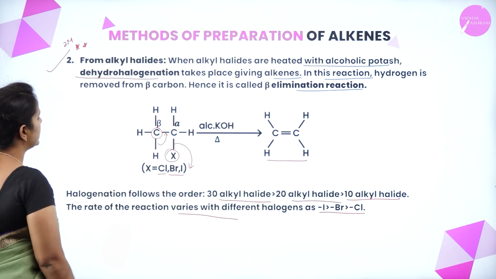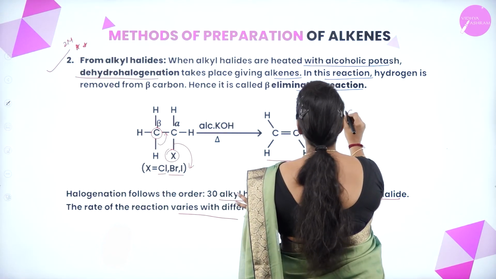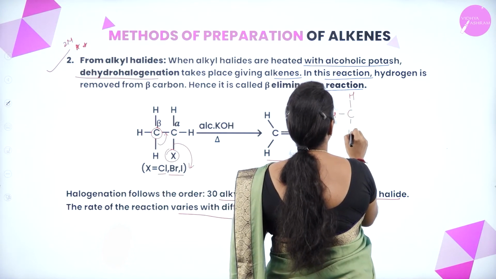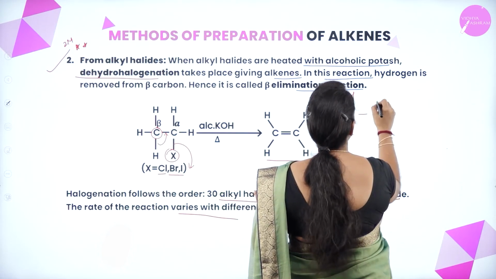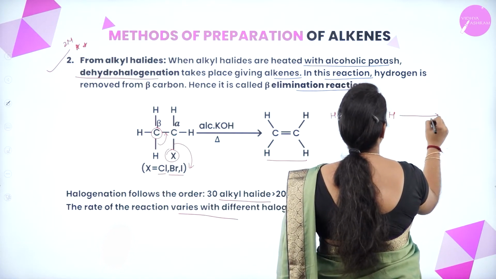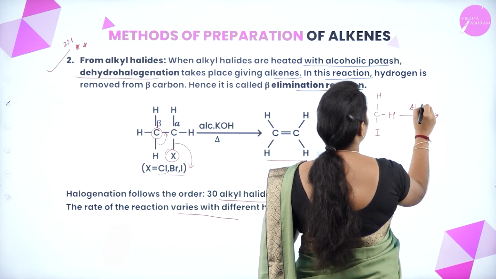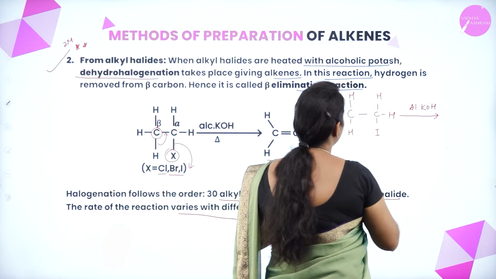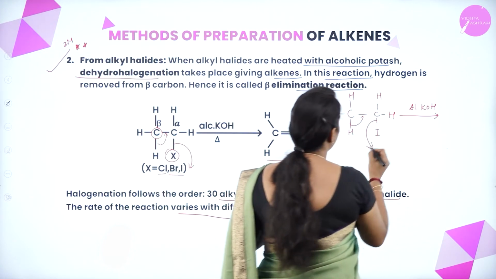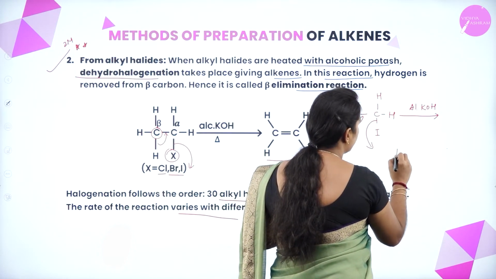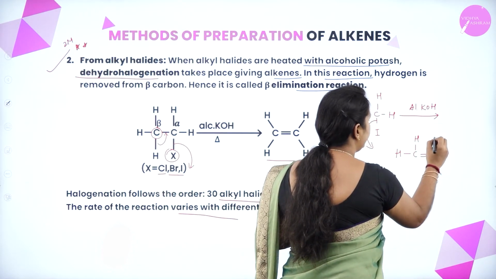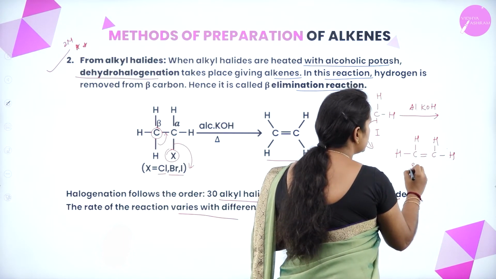I can write one more example for this, that is CH3CH2I, iodo, I'll take in presence of alcoholic potash. What does it form? This hydrogen will go and form the double bond and iodine will get eliminated because it is a halogen. It forms alkene. This is ethene.